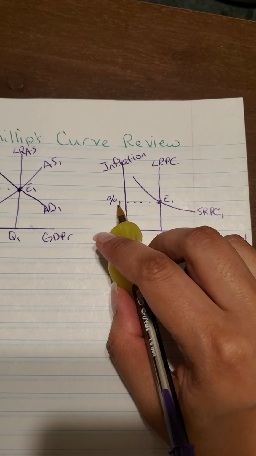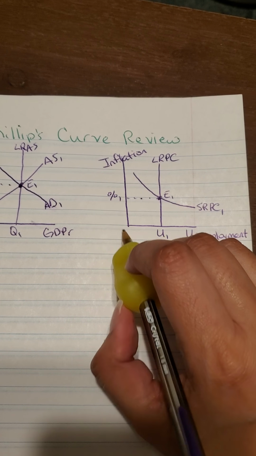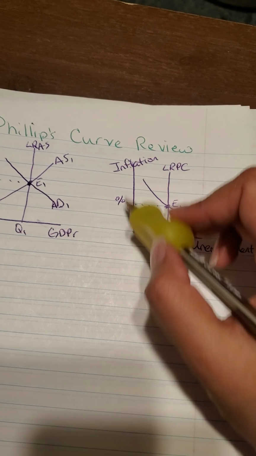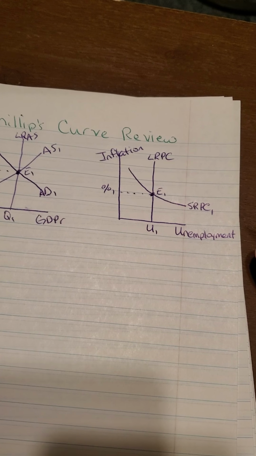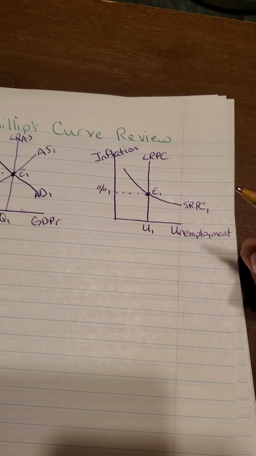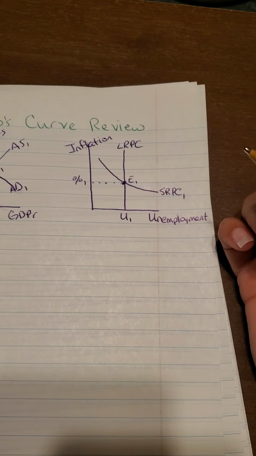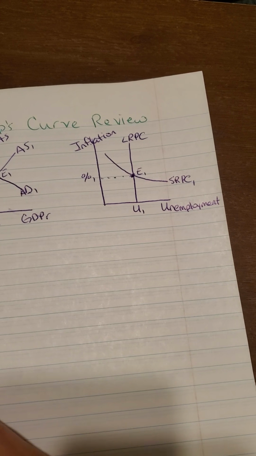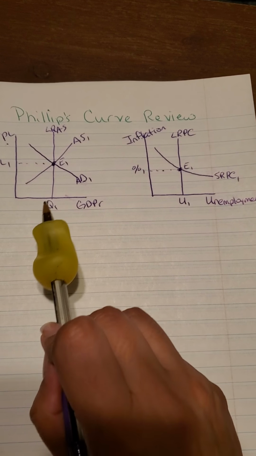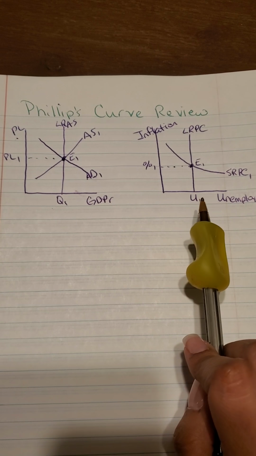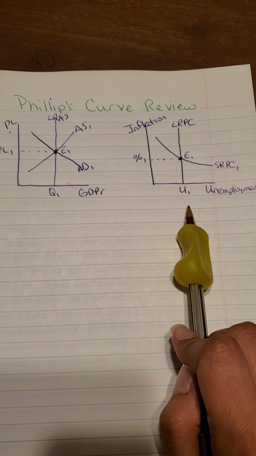I label inflation as percentage 1, and I don't put numbers like 1, 2, 3. You know that it increases as you go up, but we're not given numbers, and I don't want you to get in the habit of putting numbers, because I don't want you to be docked points on the AP exam for something like that. All right, so both models, the aggregate model and the Phillips curve, are right now at full employment.